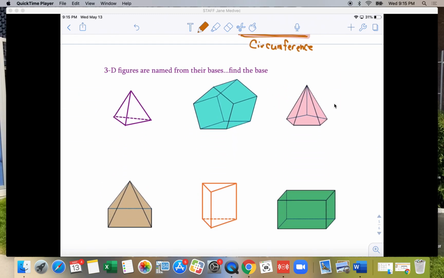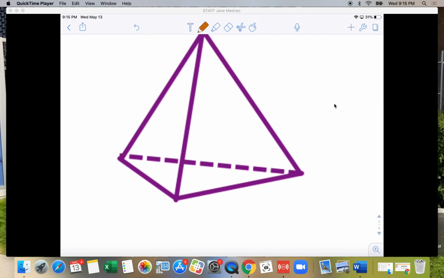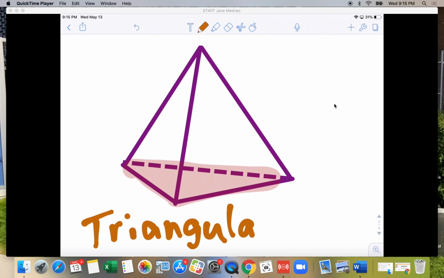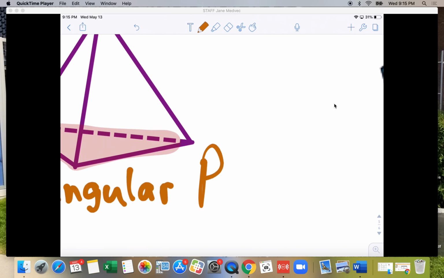Let's move on and name some of the 3D figures that we have here. So again, you look at the base of the figure when you're naming it. If I look at this figure, this is going to be my base. You're going to notice it's a triangle, so it's triangular. And the sides are triangles and they come to a point, so this would be a pyramid.